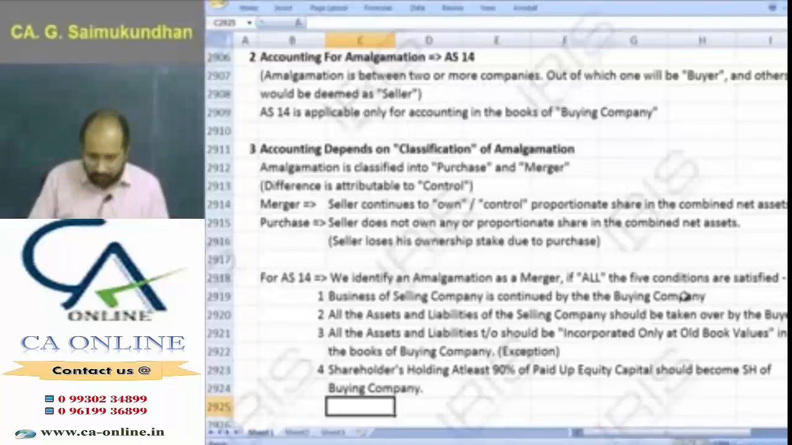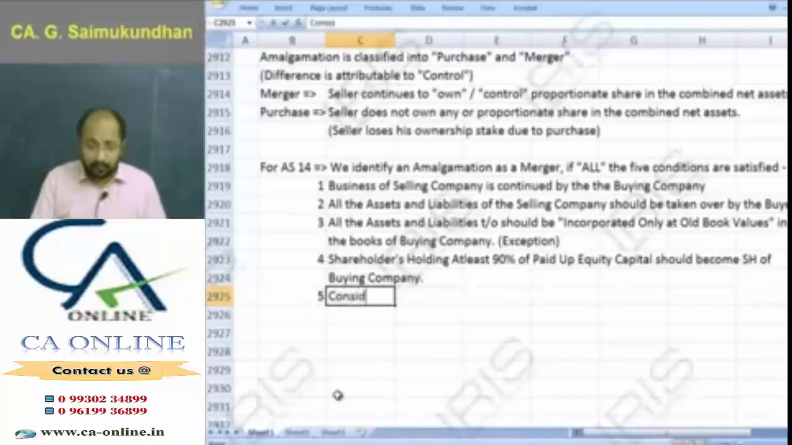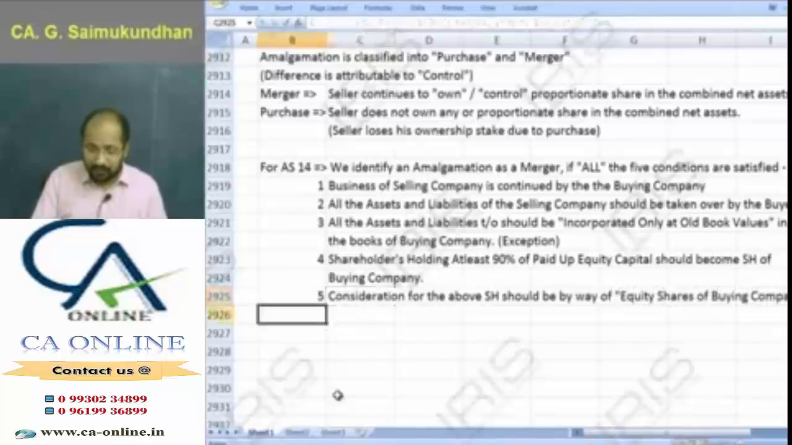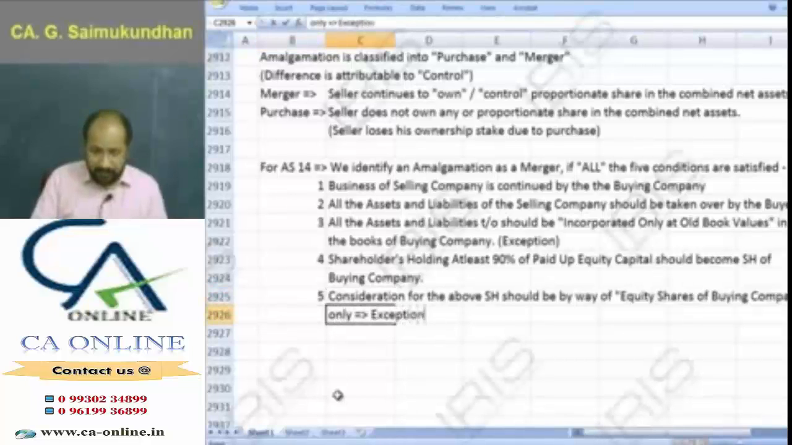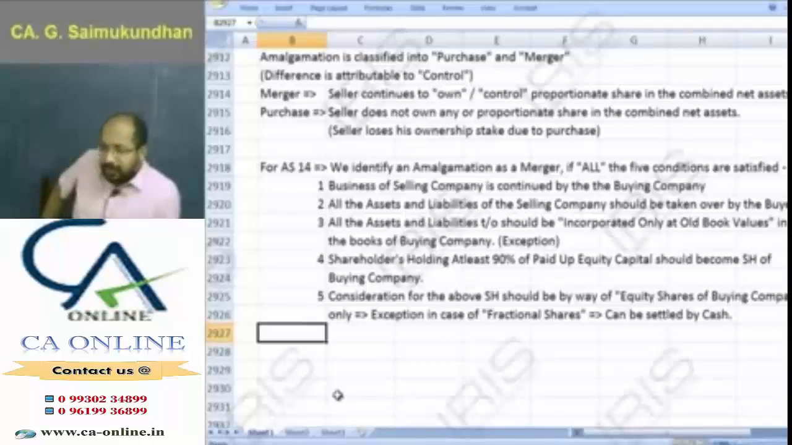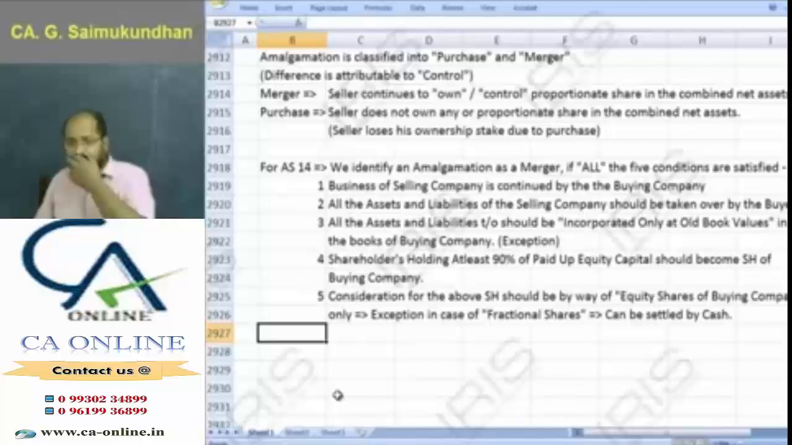Then, last condition, consideration for the above shareholders should be by way of equity shares of buying company only. Exception in case of what we technically call fractional shares can be settled by cash. Again here, let's not worry about this exception or what exactly it implies. Just quickly make a note of this particular idea. As we take up different questions, we'll be able to appreciate all these logics on a sequential basis. Just quickly update this particular stuff.